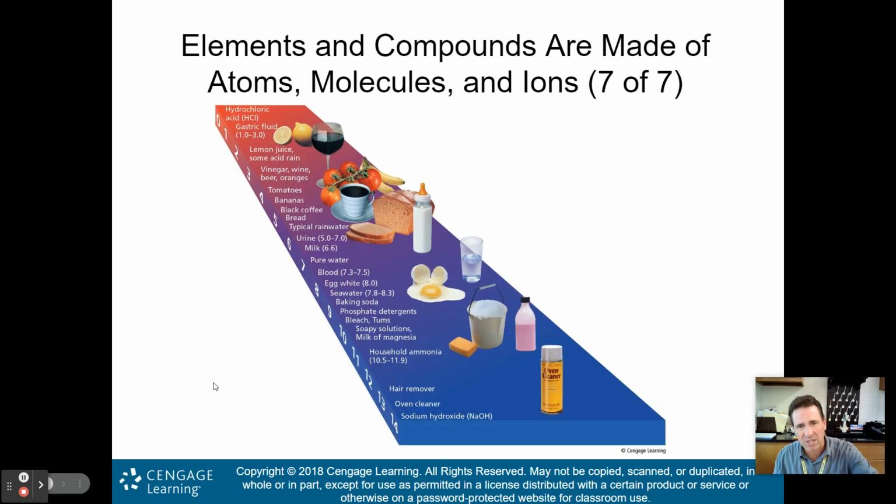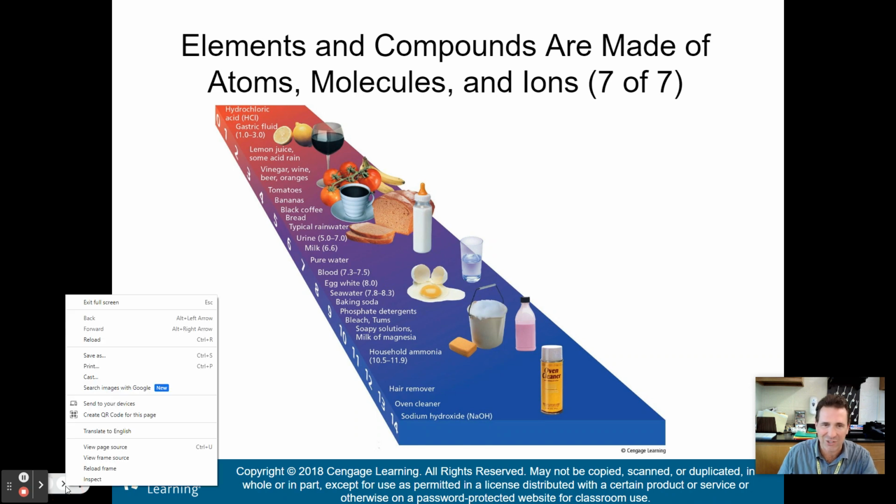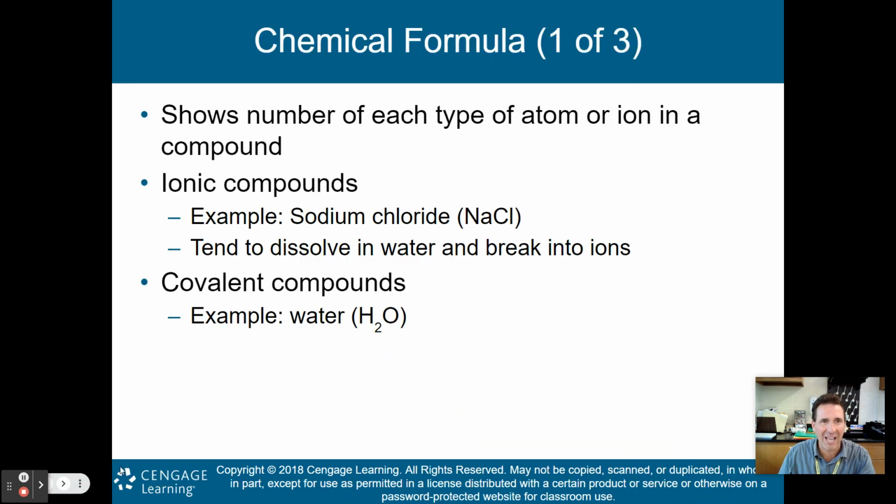And then here's one of these great charts that shows you the pH of some materials that you may know. So for instance, oven cleaner is very basic, looking like a 13 pH, while something like lemon juice and some acid rain, very acidic, has a pH of 2. And you can see going from 0 to 14 there, acidic to basic. So again, just a chart for you. You definitely don't have to memorize any of this chart.